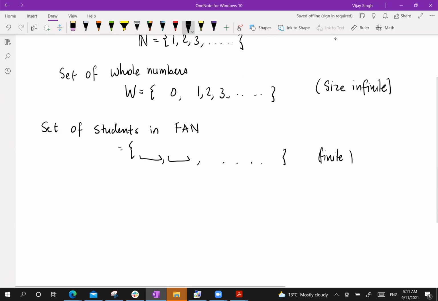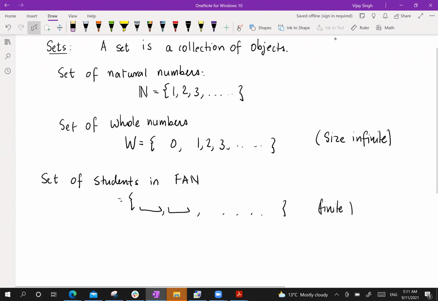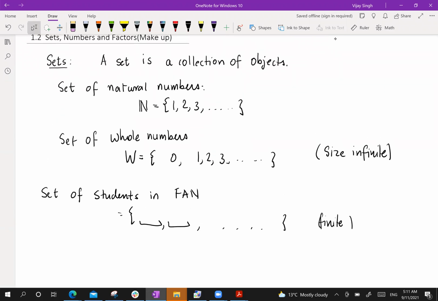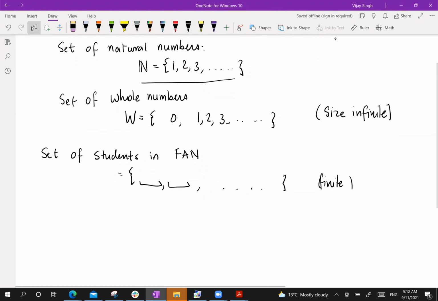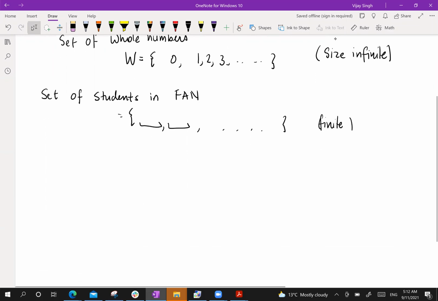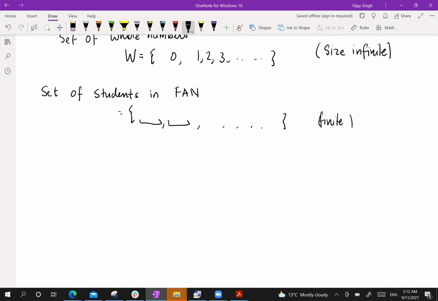Now, recall, we wanted to talk about how we make the set of natural numbers, the building blocks of natural numbers. Before that, make the following observation. A product means to multiply. To take a product is to multiply. So a product of two natural numbers is a natural number.